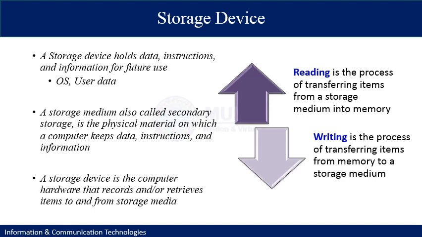A basic definition of a storage device is that any device which is capable of holding data, instructions and information for future use is called a storage device. A hard drive is a typical example, which holds your data along with the operating system. A storage device, or in other words a storage medium, is also called secondary storage. It is the physical material on which the computer keeps data, instructions and information, such as a hard disk drive or a flash memory. A storage device is the computer hardware that records or retrieves items to and from the storage media. So there are two basic steps for reading and writing information to and from the storage devices.